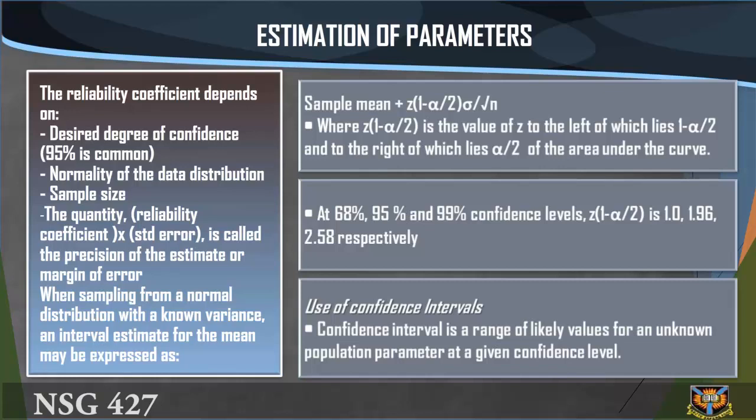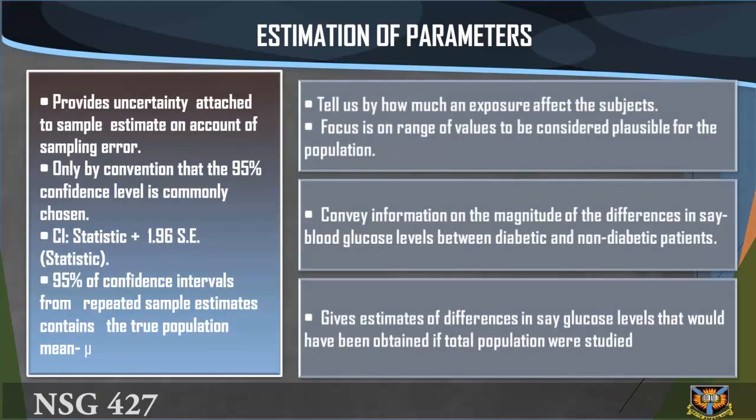Use of confidence interval. 1. Confidence interval is a range of likely values for an unknown population parameter at a given confidence level. 2. Provides uncertainty attached to sample estimate on account of sampling error. 3. Only by convention that the 95% confidence level is commonly chosen. 4. CI is statistic plus or minus 1.96 SE of the statistic. 5. 95% of confidence intervals from repeated sample estimates contain the true population mean.